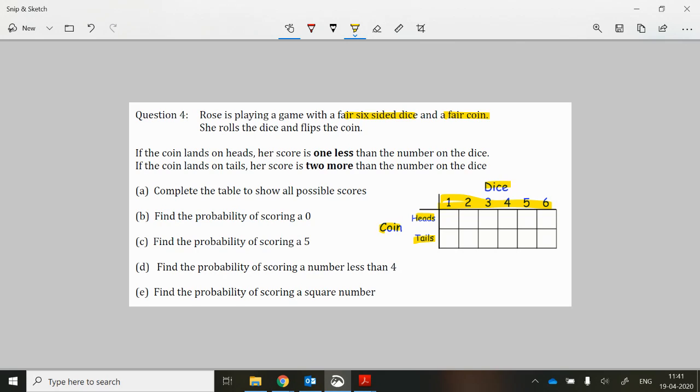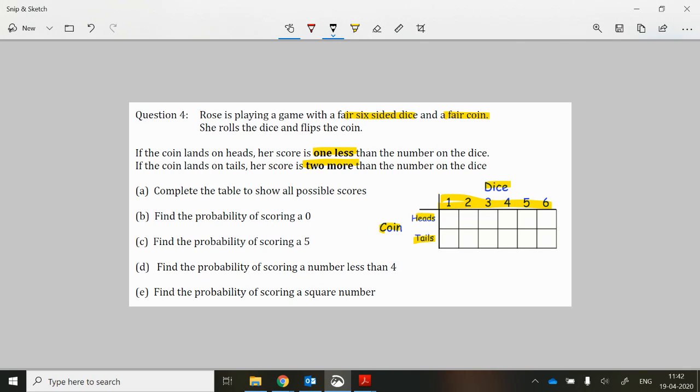If the coin lands on heads, her score is 1 less. So these rules are quite complicated, it seems. Her score is 1 less than the number on the dice. If the coin lands on tails, her score is 2 more than the number on the dice. So let's think about that then.